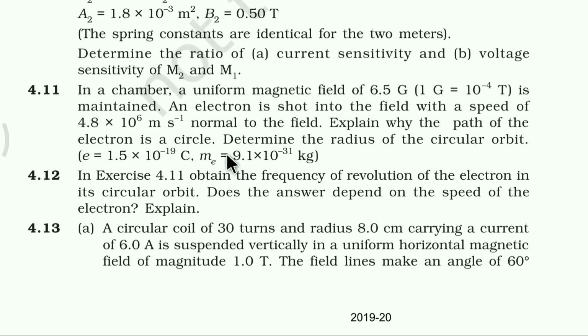Why does it make a circle? Because we know the formula F is equal to e, v cross B. If v and B make a cross product, then the force exerted on that body will be according to the cross product formula. It will be indicated by the right hand corkscrew rule: the advancement of the tip of the screw will give the direction of the force on the body. Now determine the radius of the circular orbit. There is a formula, and it is given that e is equal to 1.6 into 10 to the power minus 19 coulomb, and the mass of the electron is given as 9.1 into 10 to the power minus 31 kg. So now go to the answer.